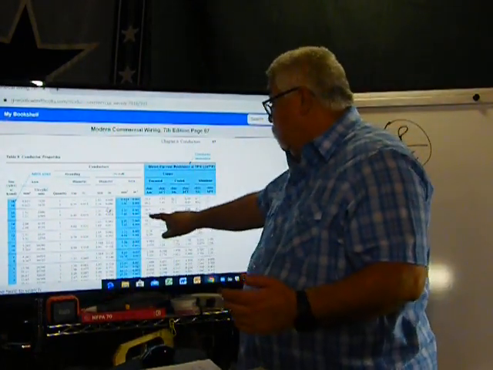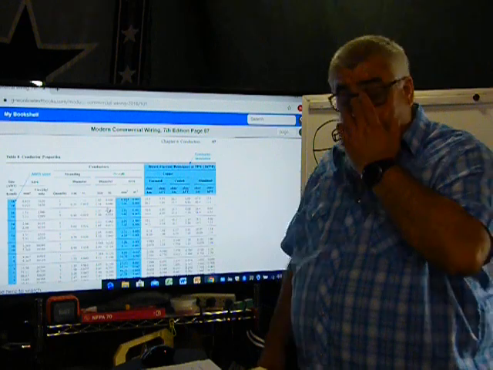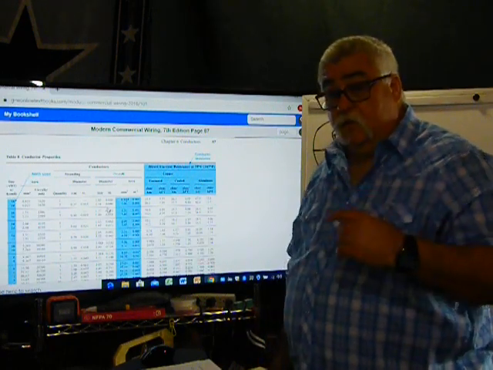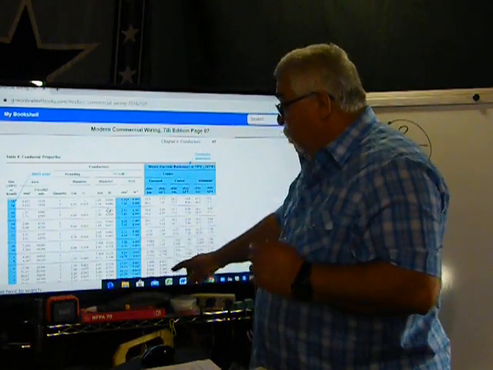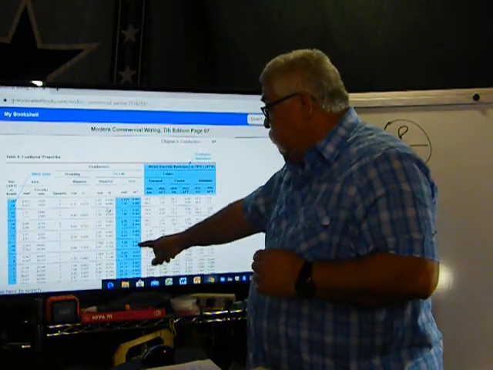Okay, come here, we have an uncoated copper. Remember, it's always copper unless otherwise stated. So you come in here, find a wire, and always use the number 12, solid.